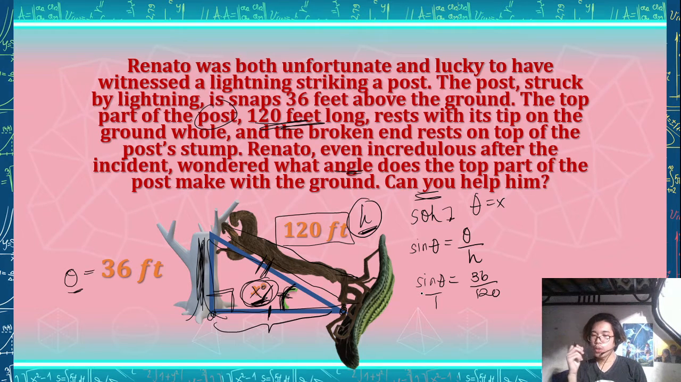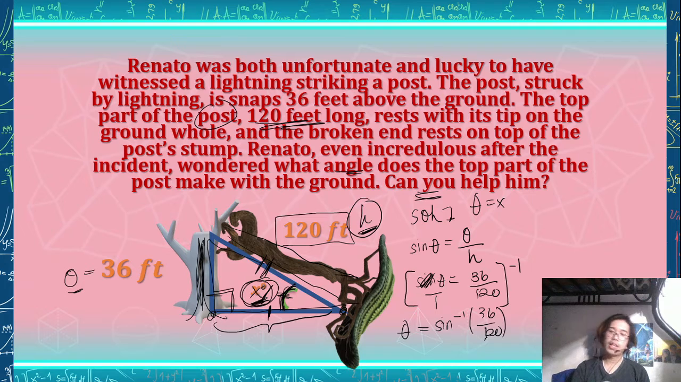But if we analyze this, we don't really need to cross multiply for this problem. We just have to raise the entire equation to -1. We need to find the inverse of sine in order to remove the sine here, so that we can be left with this angle theta. So therefore, the solution for this problem is going to be the inverse sine of 36 over 120.